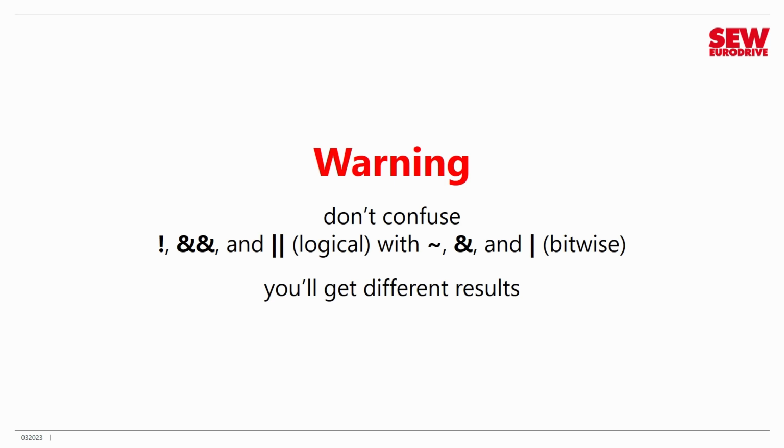If you're just doing simple logic, use the exclamation point, the double ampersand, and the double pipe. If you're doing bitwise, use the tilde, the single ampersand, and the single pipe. I know that's a little confusing, and it's a very common mistake with new C programmers that they use the wrong one.